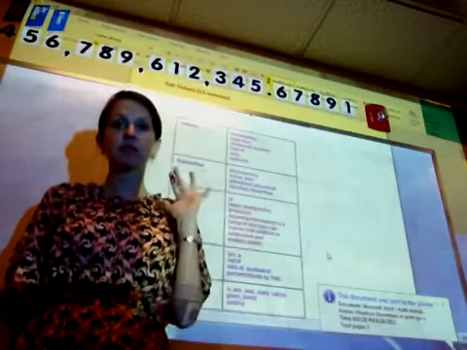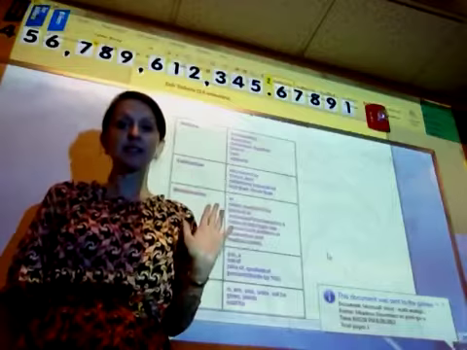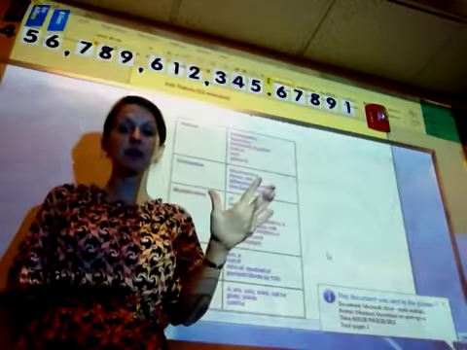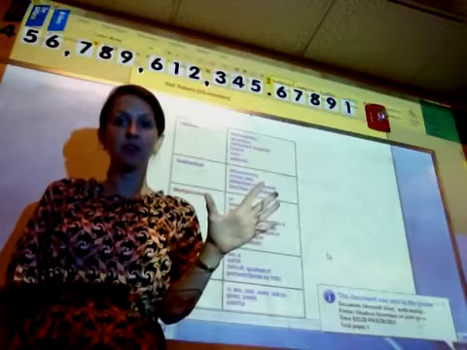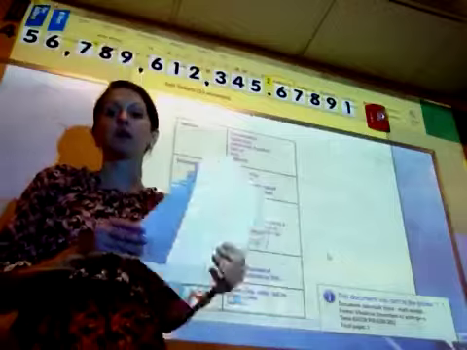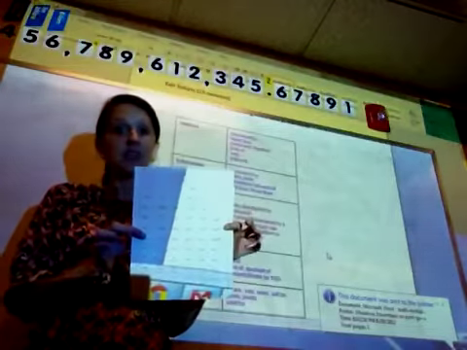6 times 7 is 42. 6 times 8 is 48. What's 6 times 8? Good. What's 6 times 7? Good. So the first thing we're going to do for your do now, another one of our handy dandy sixes.